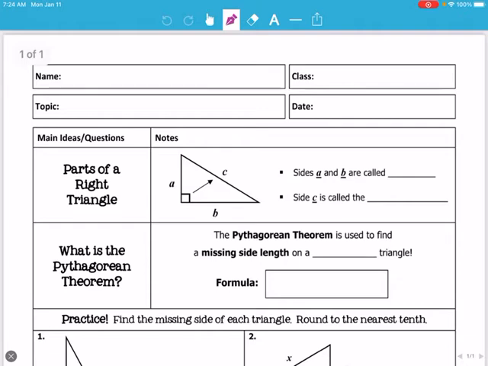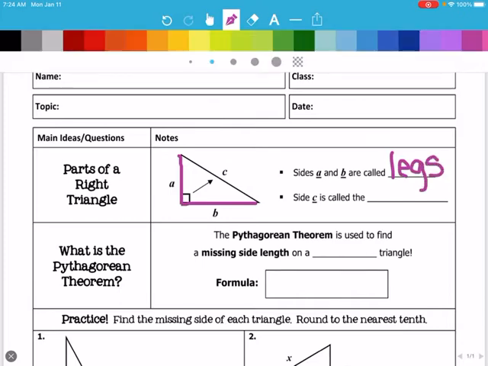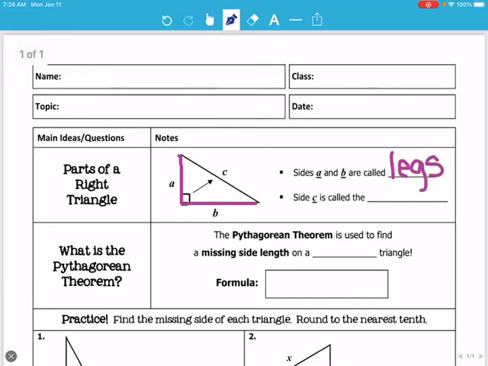Sides A and B, so the two sides that make the right angle, those are our legs. The side that is across the right angle, notice there's an arrow pointing from the right angle, that is our hypotenuse.